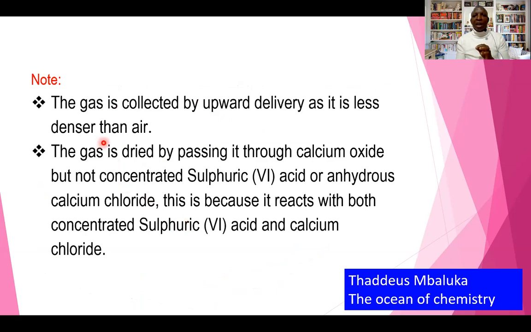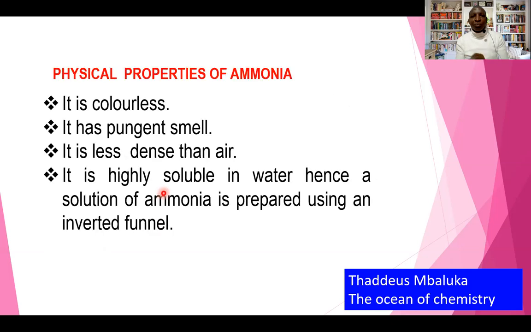The gas is collected by upward delivery as it is less dense than air. The gas is dried by passing through calcium oxide, but not concentrated sulfuric acid or anhydrous calcium chloride, because ammonia will react with both concentrated sulfuric acid and calcium chloride. Very important. Remember, the drying agent should never react with the gas.